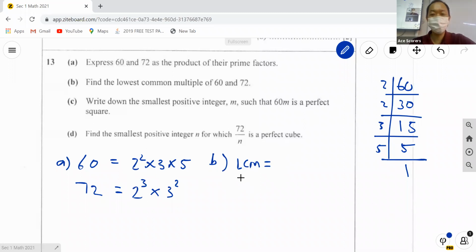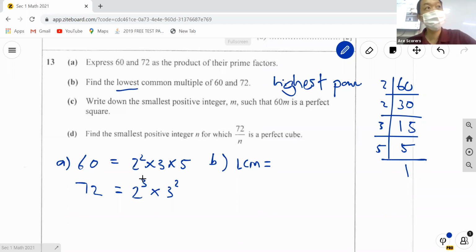You compare, and then after that if the number is bigger, then you choose. Correct, you got the keyword. You don't find the lowest common multiple, you choose the highest power. It's always reverse. Choose the one with the highest power. What do you mean by the highest power? You compare 2 squared and 2 cubed. Which one has the higher power? Of course, 2 cubed. Okay, 3 and 3 squared, which one is the higher power? Yes, let's take 3 squared.